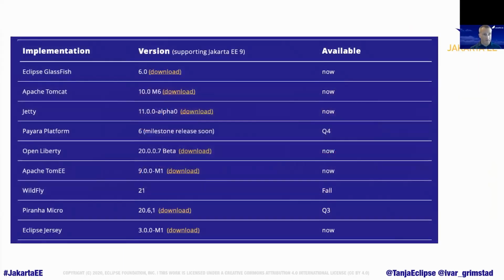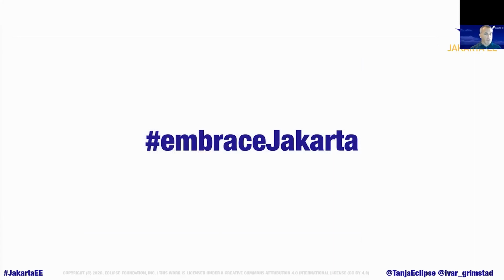And there are more. Like I said, there are lots of them out there, and you can see a list of them here. And these versions are newer now, but you can probably find your favorite product here and get a newer version that supports more of the APIs. So you can download the release candidates and milestones and etc. there. And if you want to get listed on this page, use the hashtag embrace Jakarta and show that your product supports Jakarta EE9.